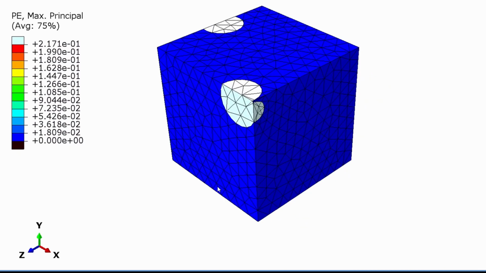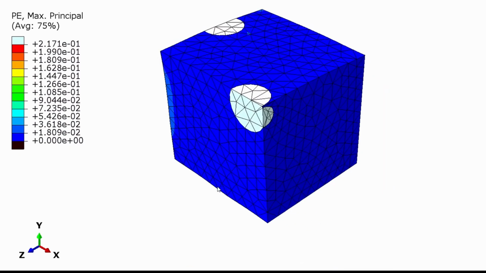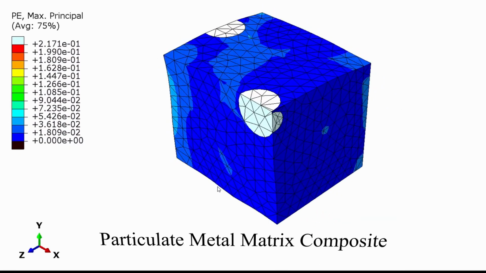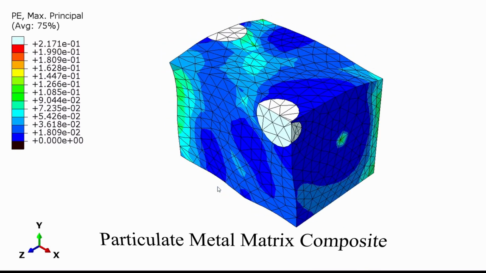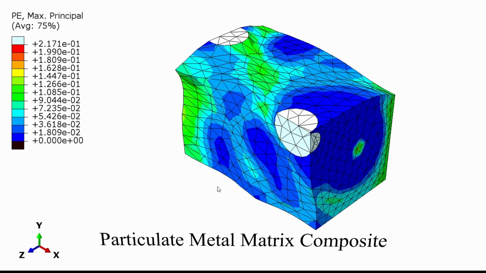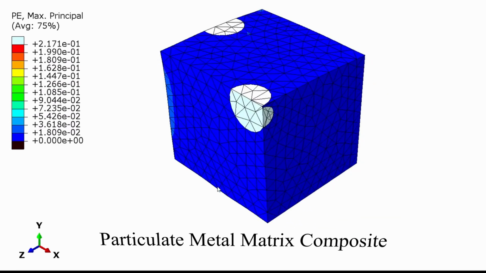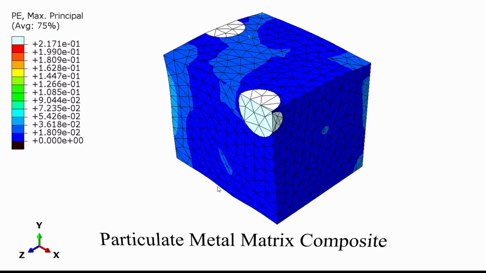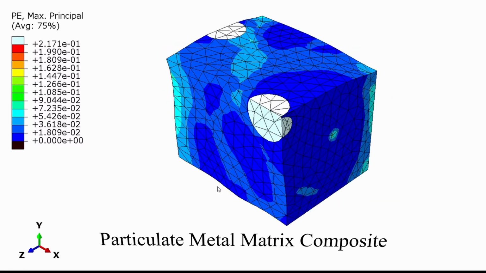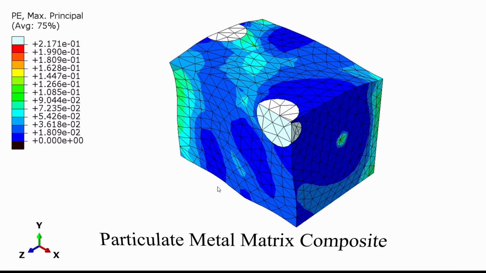We are going to be looking at the modeling of a particulate metal matrix composite. So this composite material has got particles distributed within an aluminium matrix. The particle is silicon carbide and the matrix is aluminium. It's undergoing a tensile deformation, and we're going to recreate this kind of behavior.